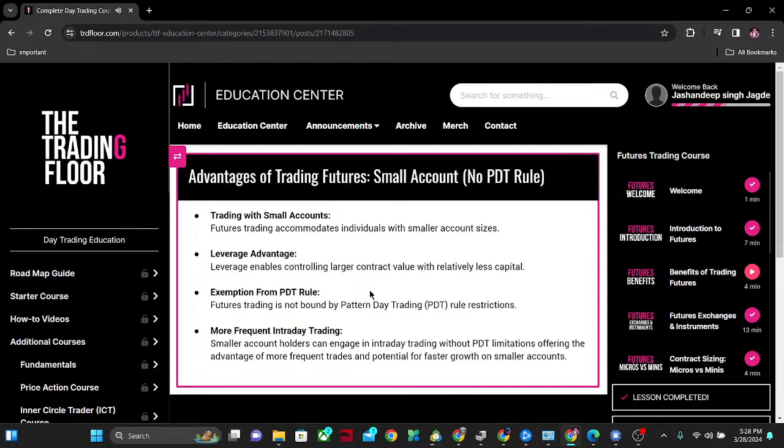Additionally, futures trading is not subject to the pattern day trading rule, or PDT rule, which requires equity traders to maintain an account balance of at least 25,000 US dollars to regularly execute day trades. This exemption in futures trading allows traders with smaller accounts to engage in more frequent intraday trading without the capital constraints imposed by the PDT rule.